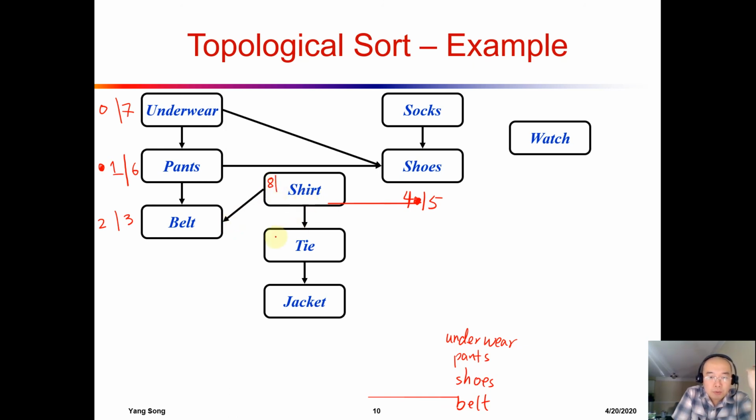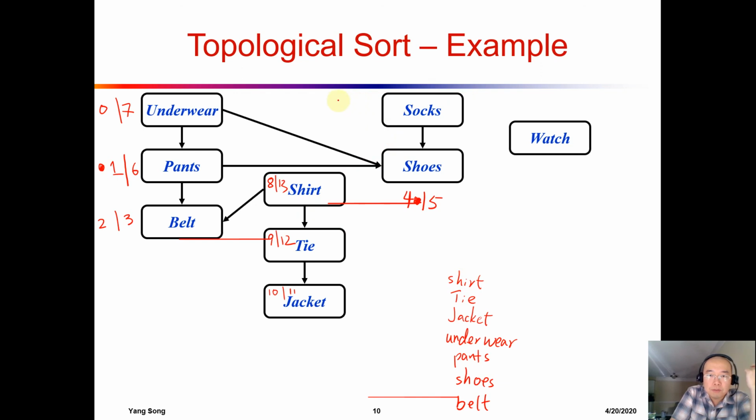And then I can move on to the tie. So I start to visit the tie at time 9, and then start to visit the jacket at time 10. On the jacket, I say, okay, there's nothing more, so I finish the jacket. So the jacket will become black. And after that, the tie will be black. And after that, the shirt will be black as well. Okay, and then we have time 14.